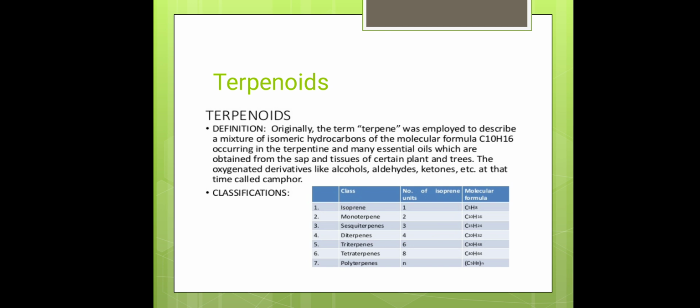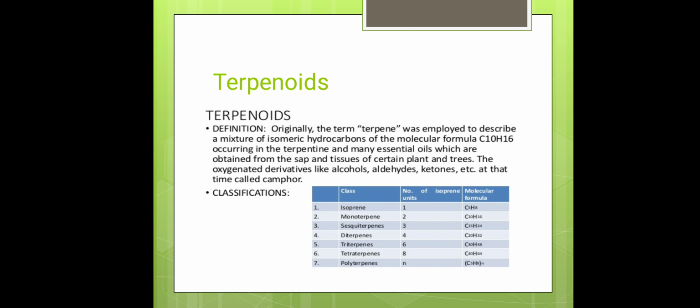Here the molecular formula of isoprene is C5H8. In monoterpene the molecular formula is C10H16. In sesquiterpene the molecular formula is C15H24. In diterpene it is C20H32. The molecular formula of triterpene is C30H48. In tetraterpene it is C40H64. In polyterpene the molecular formula is C5H8N. This is all about the classification of terpenoids.